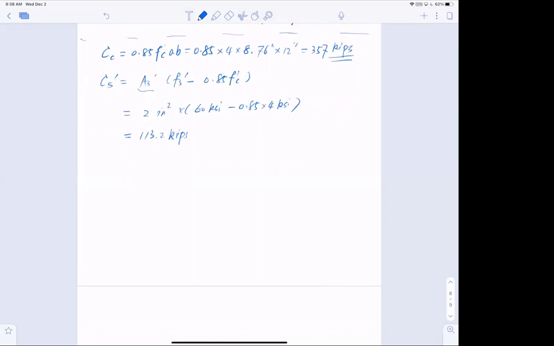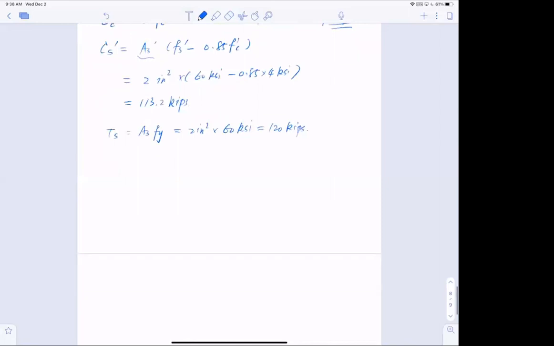Now I have the tension side Ts equal to As Fy. Okay, and that is 2 inch squared multiplied by 60 ksi, and I have 120 kips. That is the yield strength.